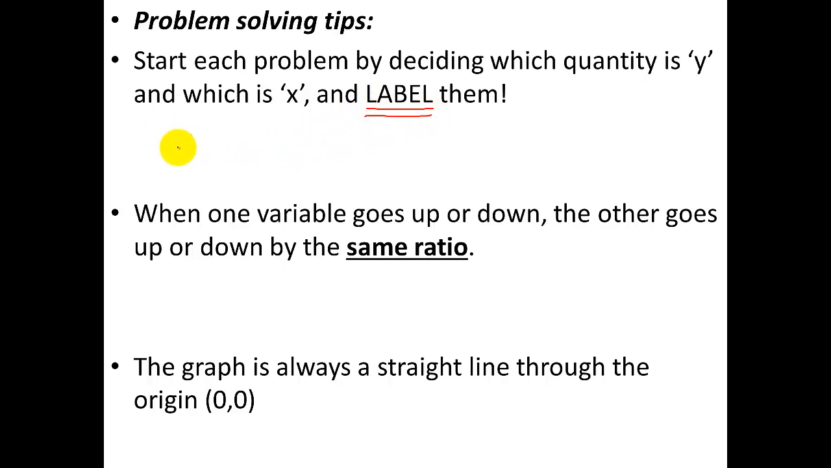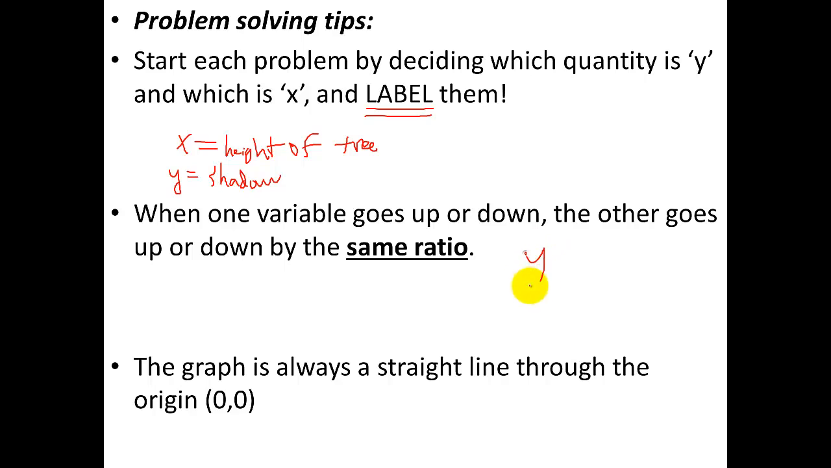So at the start of the problem, you're going to say x equals and what it is. So like height of tree, for example. And then y, you don't have to write this down, obviously, shadow. But you want to clearly identify at the beginning of your problem what your x and y are standing for. That's very, very important. So the idea with this kind of thing is when one variable goes up or down, the other goes up or down by the same ratio.